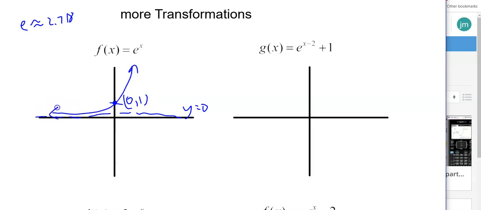It goes up pretty fast. So it looks very much like our parent graph when a was bigger than 2, like 2 to the x, 3 to the x, 4 to the x, 5 to the x, etc. So let's just see if the parent graph is going to move. You can tell this is moving to the right 1, it's moving right 2, up 1. So if you do the parent graph, so parent graph is y equals e to the x. Normally the point is at 0, 1.